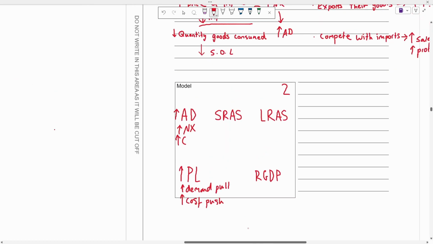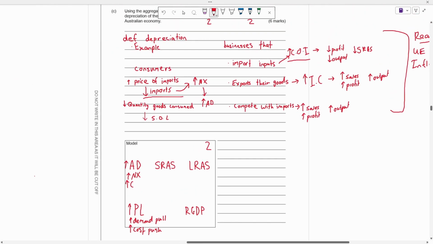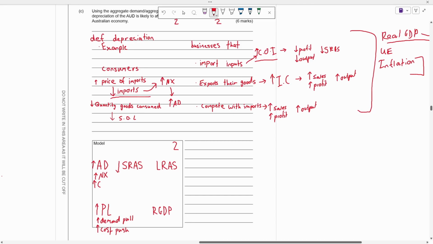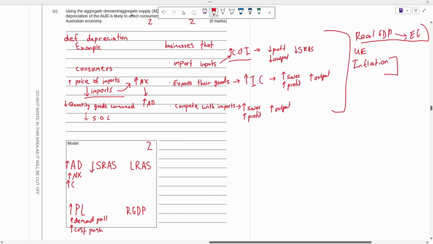So now that we have the price level out of the way, we also know short run aggregate supply will decrease due to the increased cost of inputs.